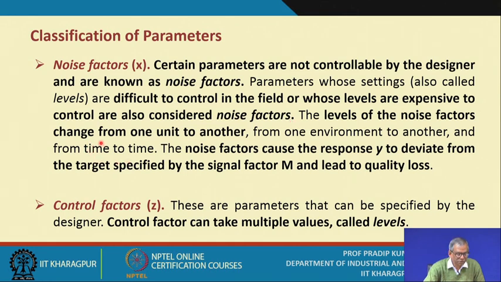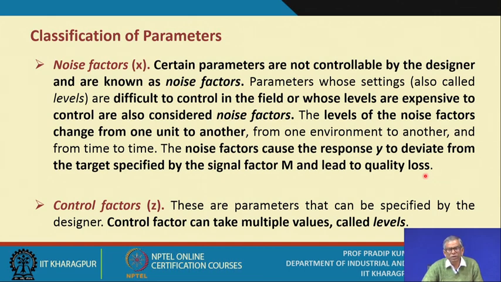The levels of the noise factors change from one unit to another, from one environment to another, and from time to time. There are several examples. The noise factors cause the response Y to deviate from the target specified by the signal factor M, and lead to quality loss. So against each quality characteristic there is a signal that you, as a designer, must be able to specify, and then you check what noise factors may be affecting the value of the signal. At any point in time, these are the set of noise factors, like humidity, temperature, dust, fumes, etc. There are many examples.